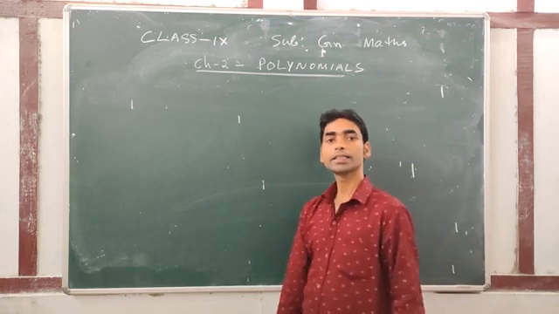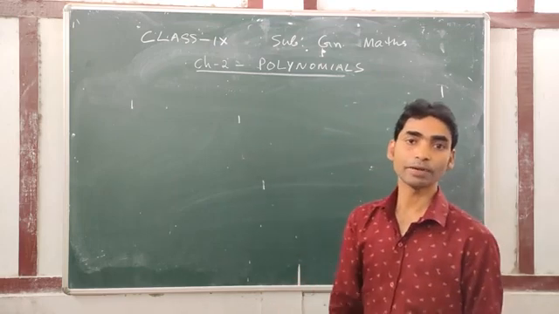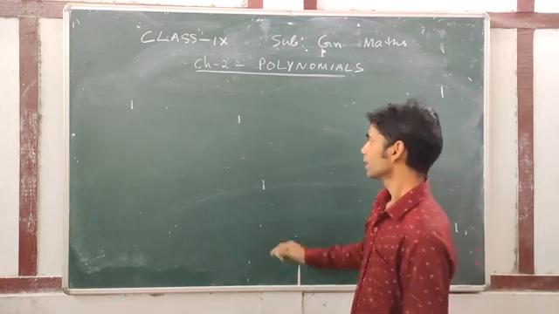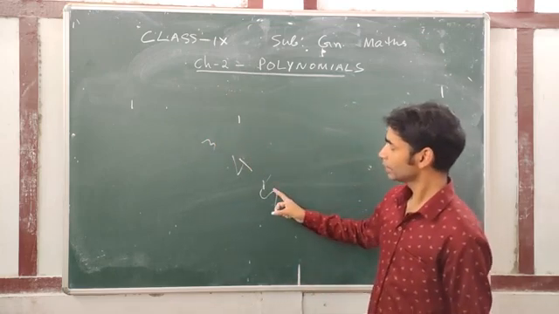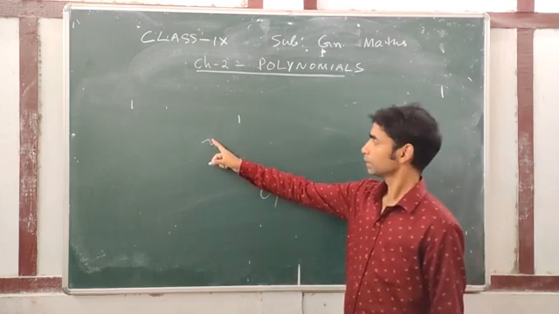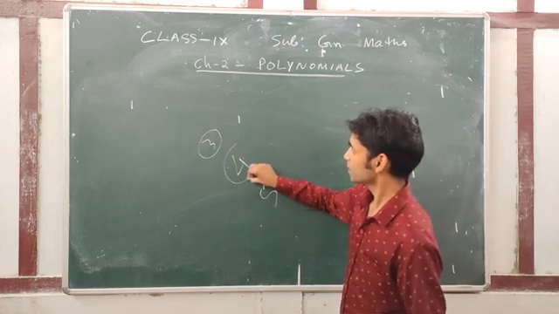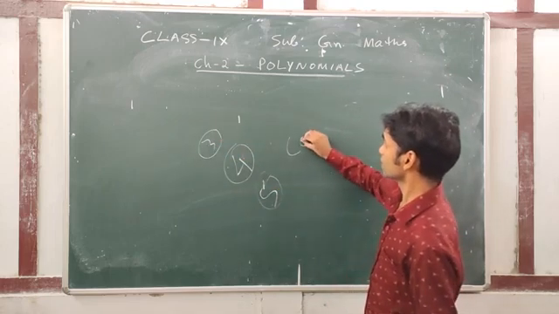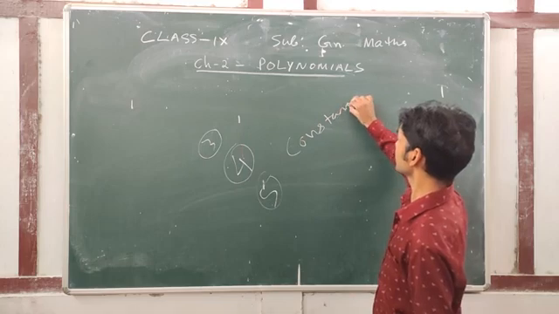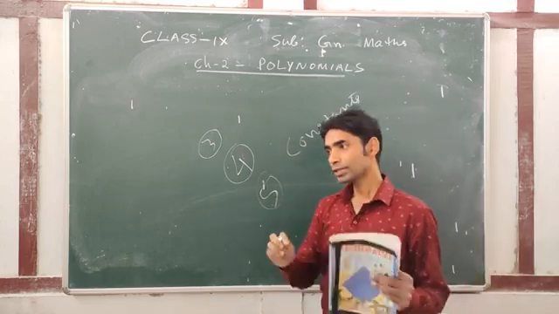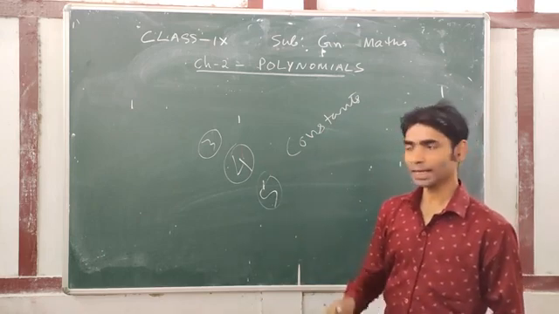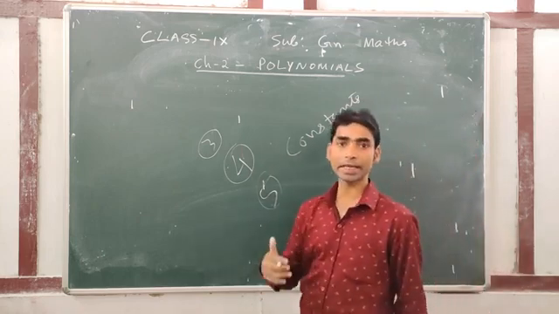Any mathematical symbol which has a fixed value is called a constant. Just like 3, 4, 5, they always have fixed values. Any mathematical symbol which has fixed values is called a constant. C-O-N-S-T-A-N-T-S, constants.